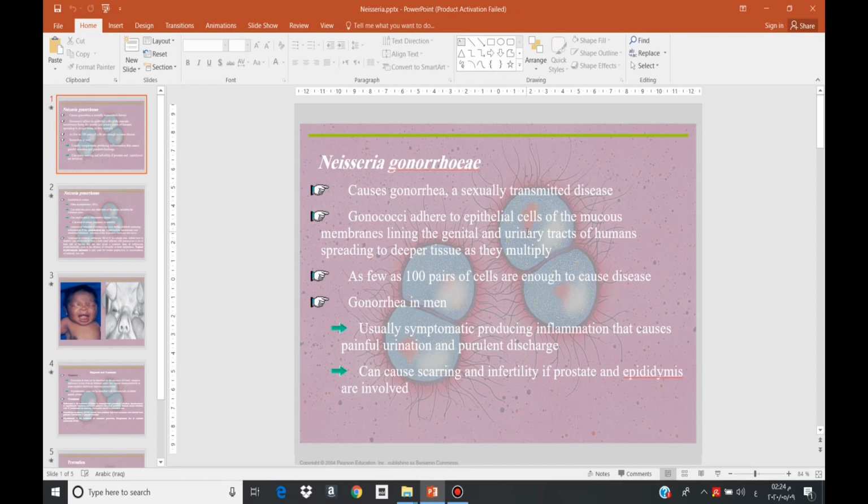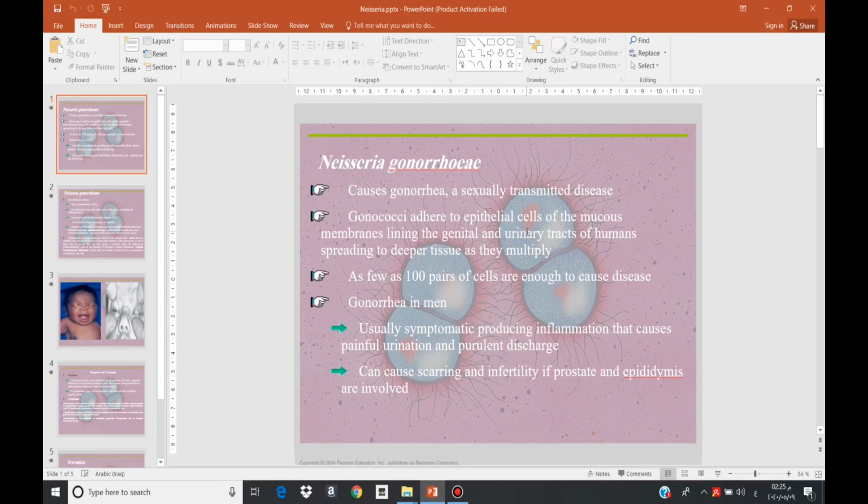طبعا النايسيريا غونوريا few pairs of the bacteria يمكن هي أن تكون enough to cause a disease in the human. الغونوريا infect men, women and neonates. الغونوريا in the men usually symptomatic, mean producing inflammatory process and cause painful urination and purulent discharge. طبعا purulent discharge mean the presence of the pus and the neutrophil in the discharge.